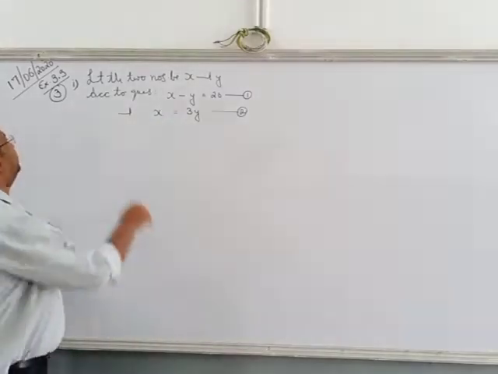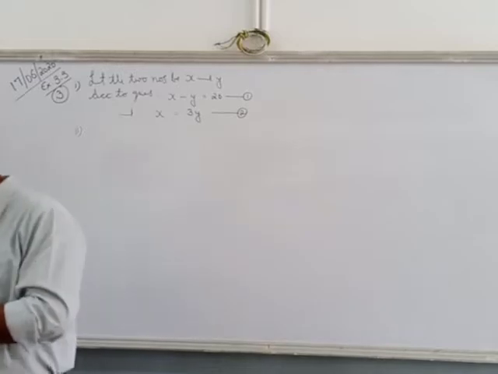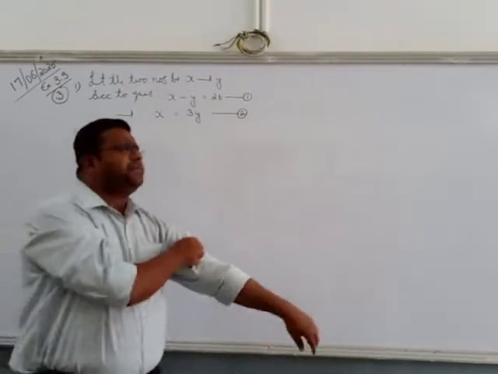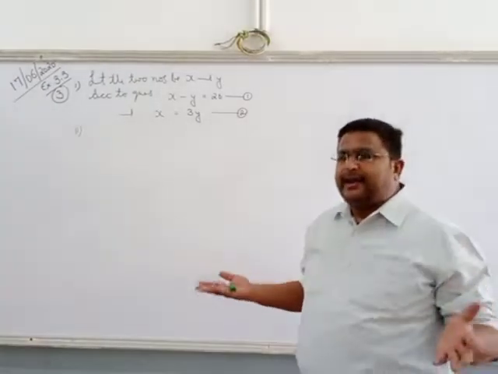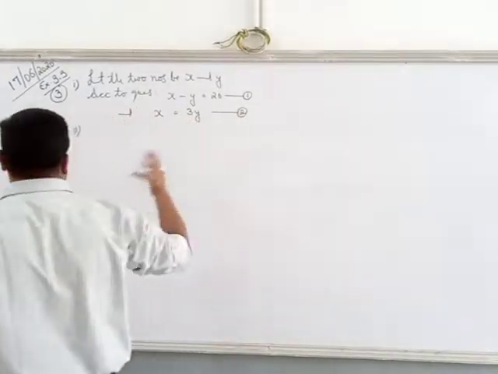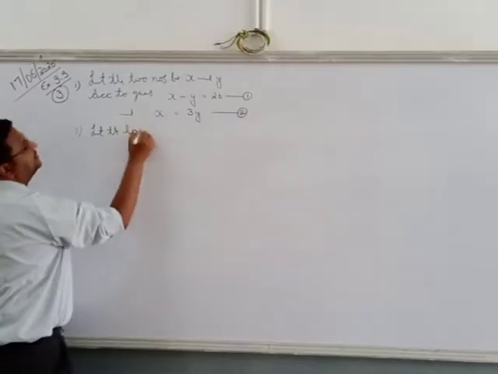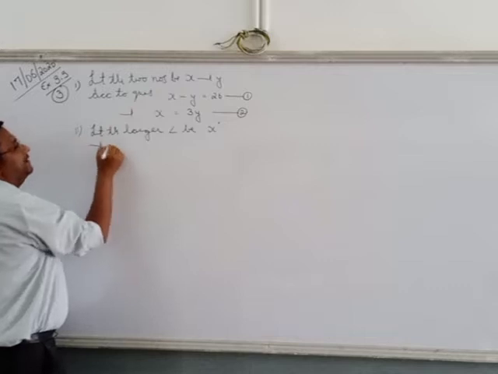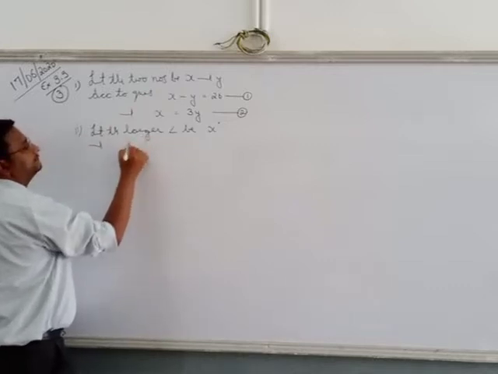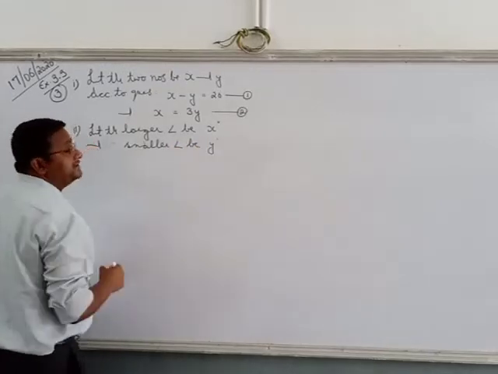Clear? Second part. He says the larger of the two supplementary angles exceeds the smaller by 18. Supplementary angles, we have discussed supplementary and complementary angles in lower classes. Supplementary angles, the sum of the angles is 180. So here also he is saying two angles, one is larger, the other one is smaller. Let the larger angle be x degree and the smaller angle be y degree.